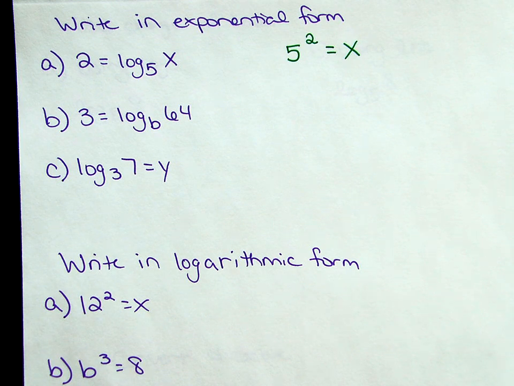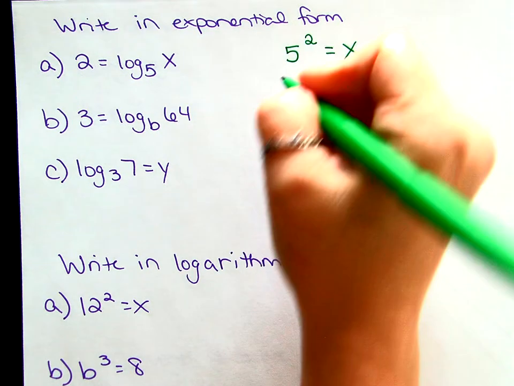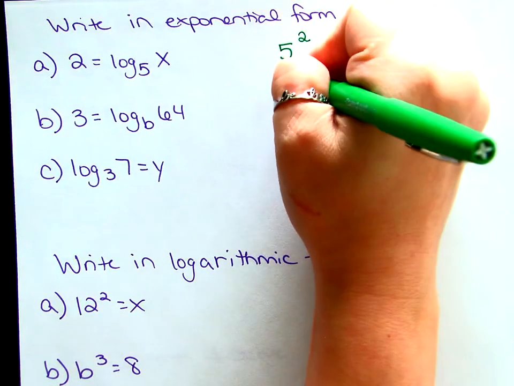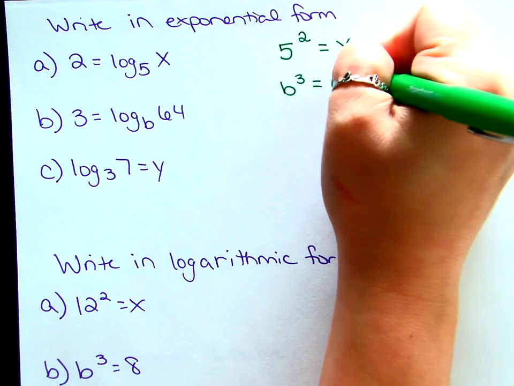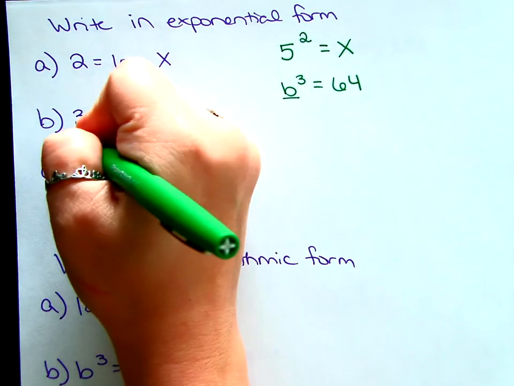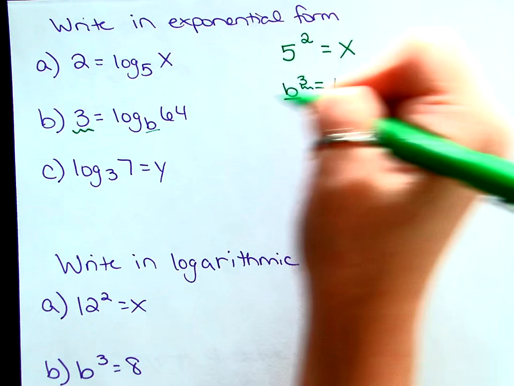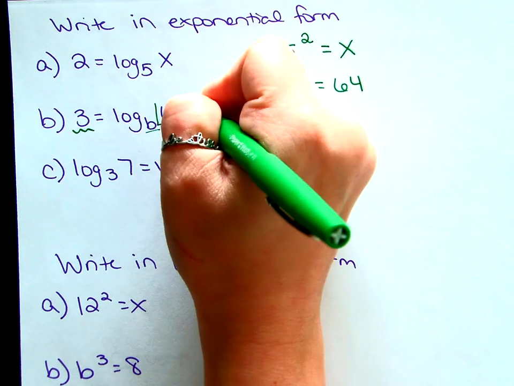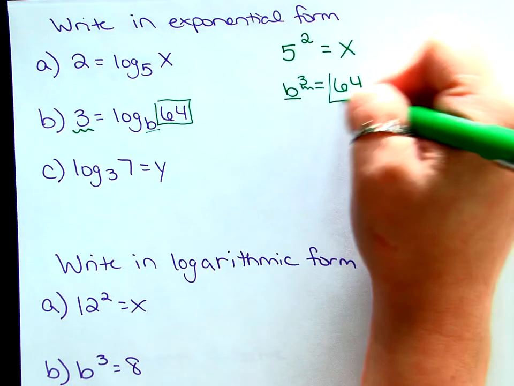It just says write it as an exponential, so that is where we would stop. What would b be? Yep. b to the third equals 64. The base becomes the base, our answer becomes our exponent, and what we took the log of will become our new answer.